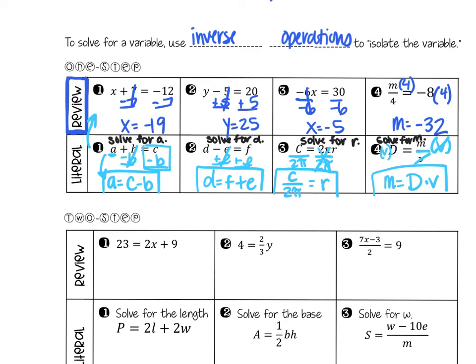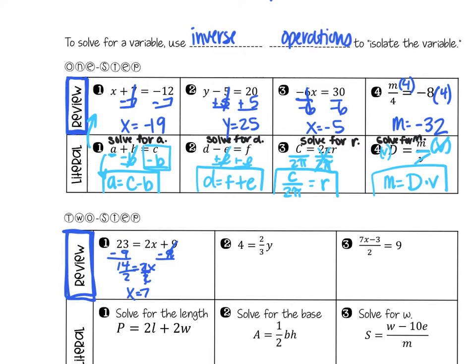Okay, moving into 2 steps. So again, the top, sorry about that, the top should be review. So go ahead and pause the video and just do the top part for review. And then we'll come back and check our answers. So pause where you are.